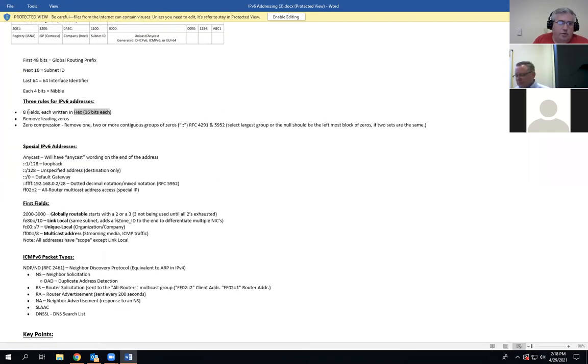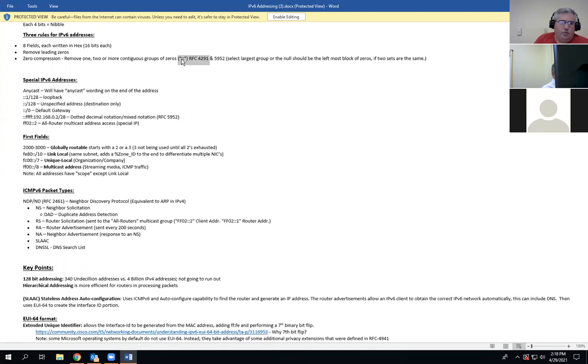And then there are 3 rules. You have 8 fields, each written in hex, of 16 bits each. You can remove your leading zeros. And then you have the zero compression rule, where all the consecutive zeros can be written with a double colon. However, you can only do that once in an address. That way the computers can expand that out and say, oh, that's all zeros, however many bits that is.